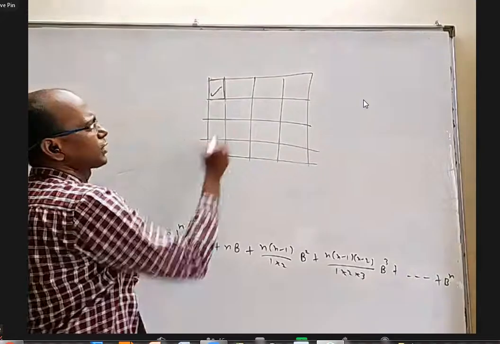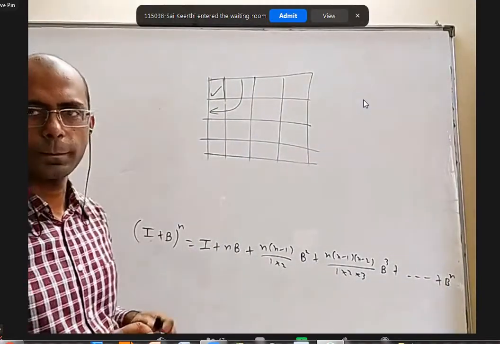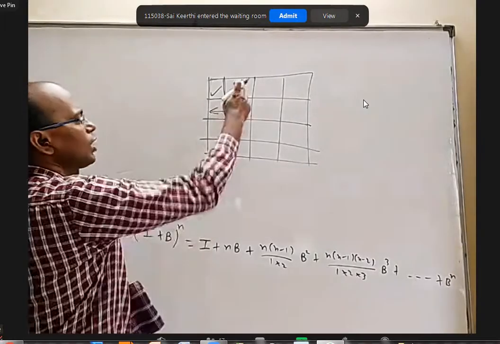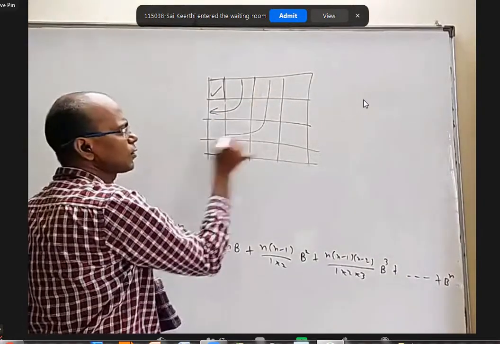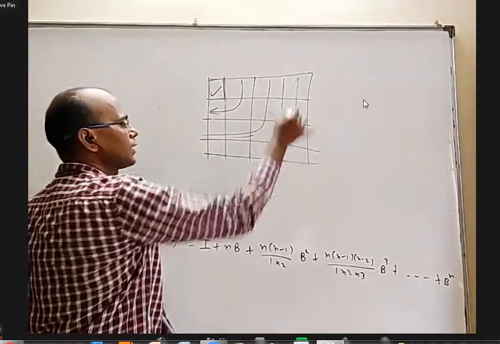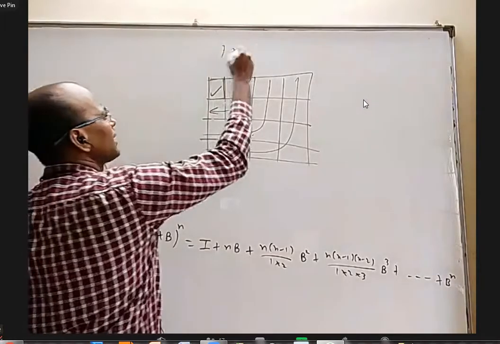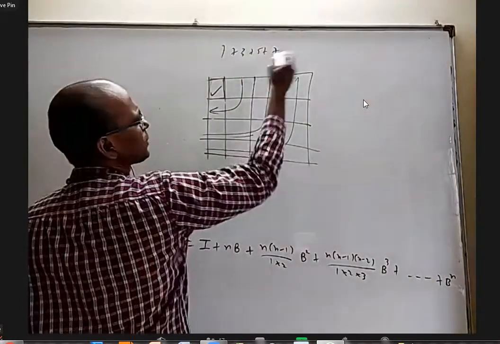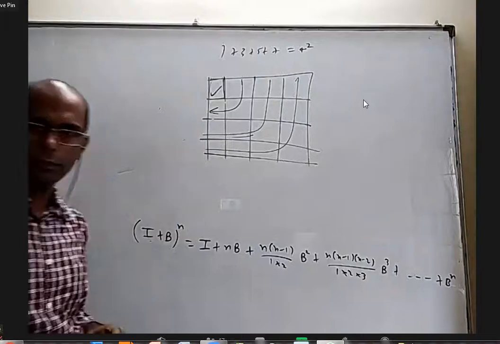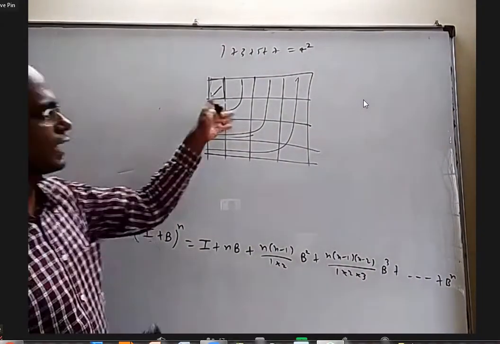This is 1 square. These are how many squares? 3. These are how many? 5. And these are how many? 7. Can I write 1 plus 3 plus 5 plus 7 is 4 square? Yes, same squares.